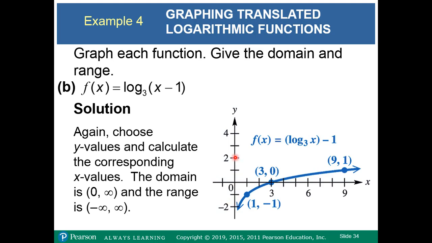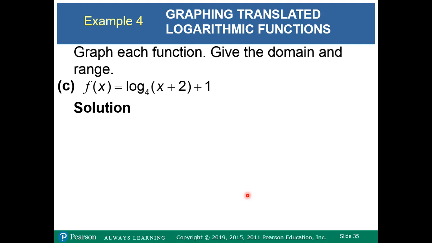So if you plug in 1 for y, you get 9. If you plug in 0 for y, you get 3 for x. When you plug in negative 1 for y, you get 1. Okay, and of course this one's including both.